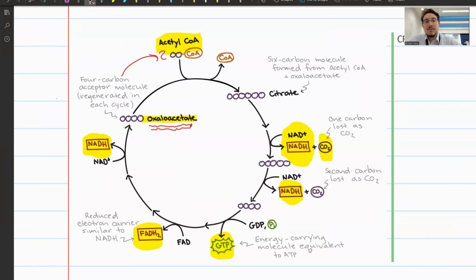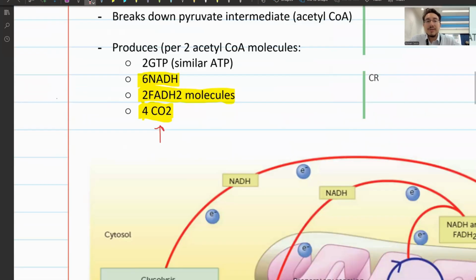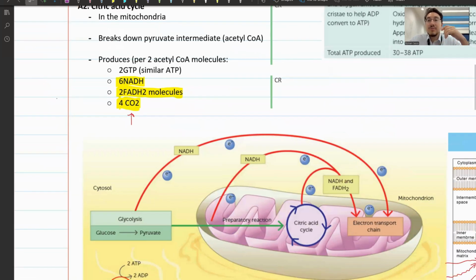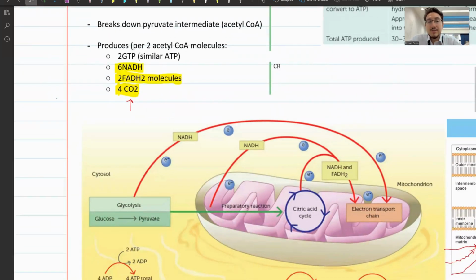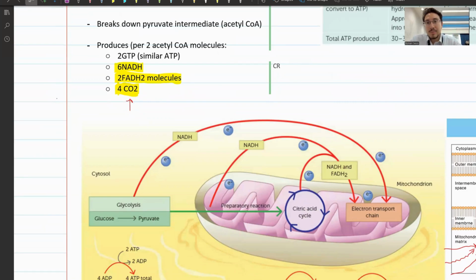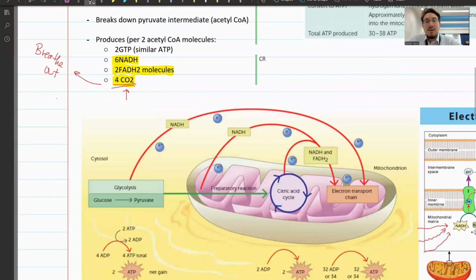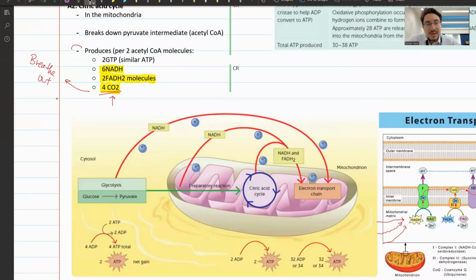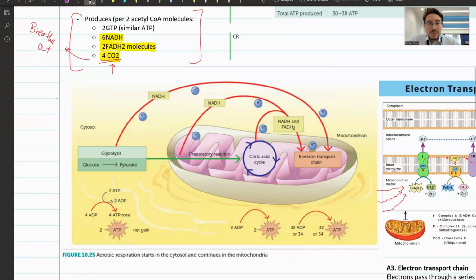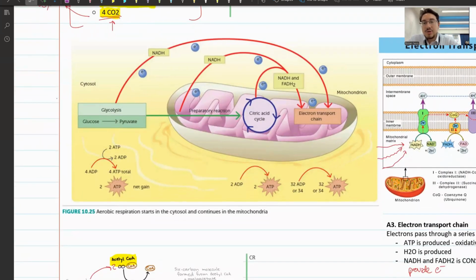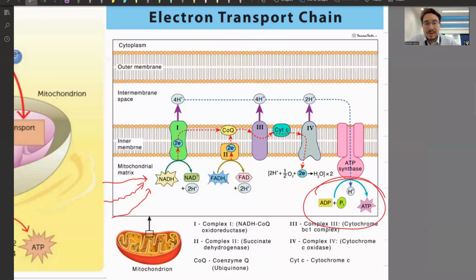Okay. And what you do ultimately need to know are the products, right? So through the process of the Krebs cycle, you produce 6 NADH, 2 FADH2s, 4 carbons as a residual product, right? And then this carbon dioxide is what we release when we exhale, right? When we breathe out, right? So that's where that carbon dioxide comes from. Ultimately, the products that you have here, okay, will go to the last stage, which is the electron transport chain that we see here again, right?